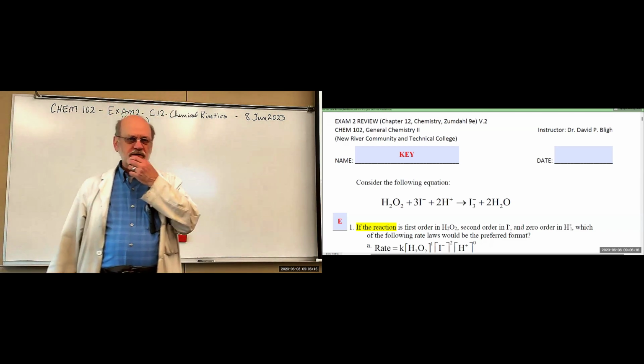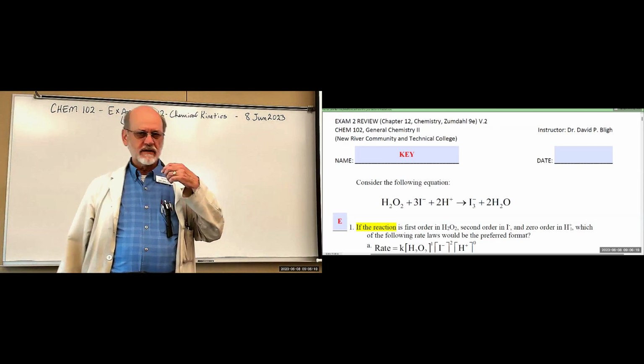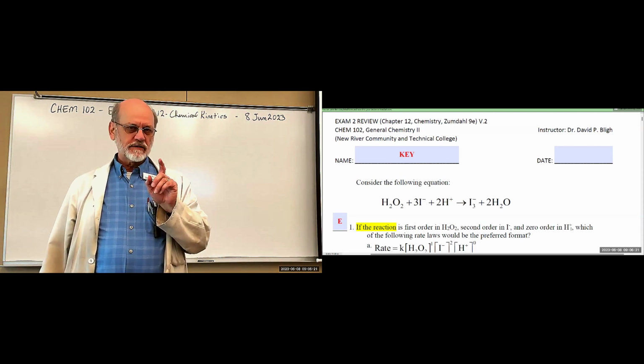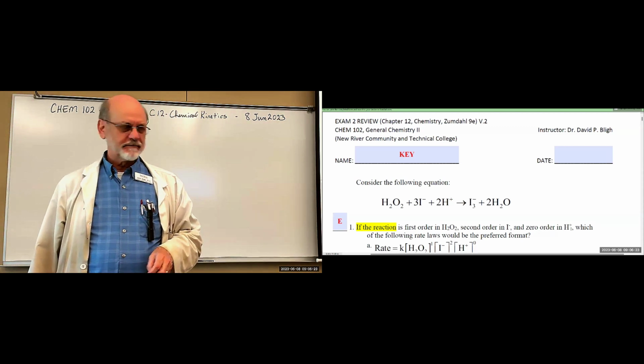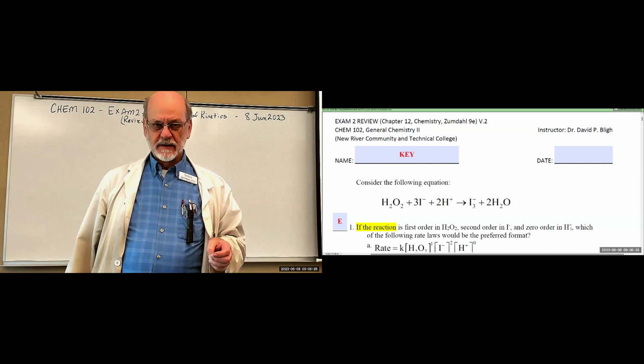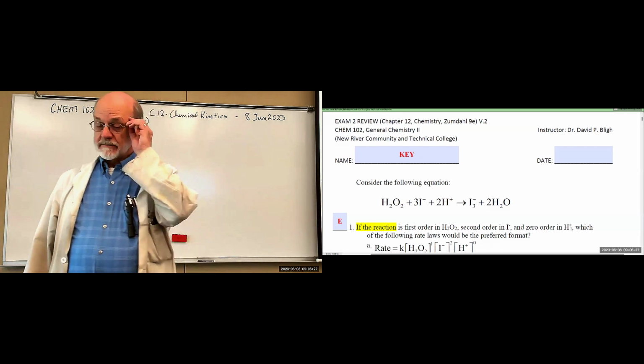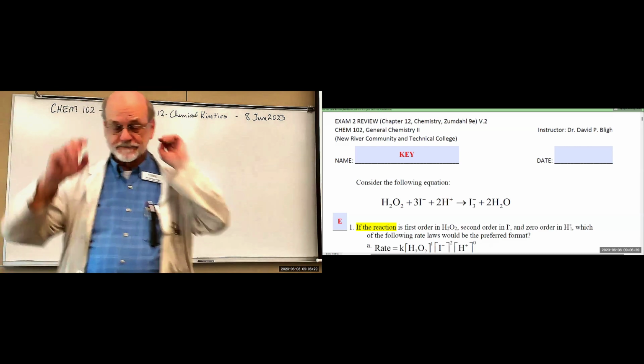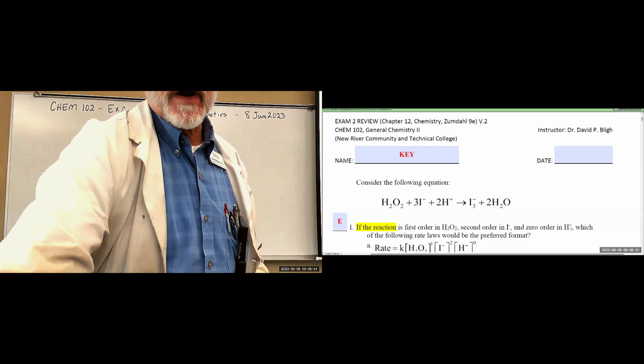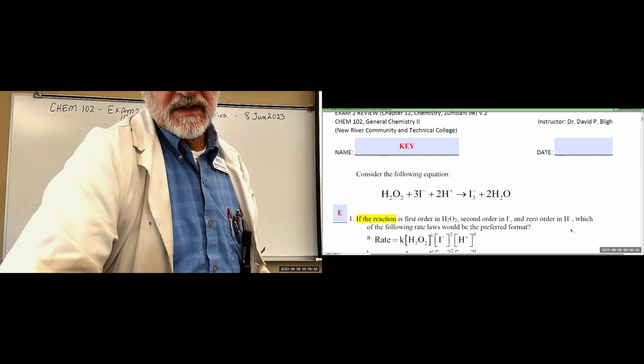We're going to review for exam 2 on chapter 12 and use this version 2 review document. It's different than the one I handed out, but it should be available in Brightspace as well. If you can't find it in Brightspace and you need it, let me know.